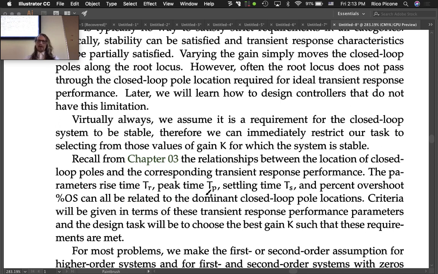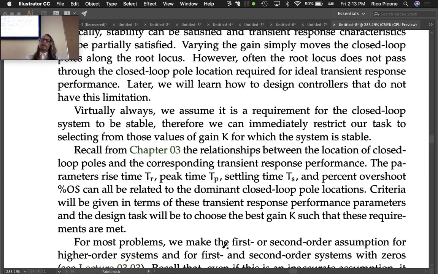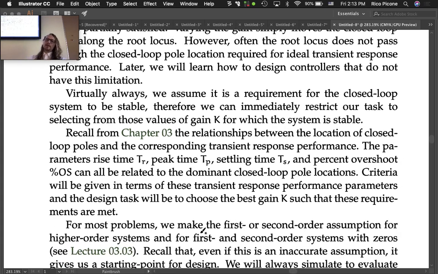Recall from chapter 3 the relationships between the location of closed loop poles and the corresponding transient response performance. Parameters such as rise time, peak time, settling time, and percent overshoot can all be related to the dominant closed loop pole locations. Criteria will be given in terms of these transient response performance parameters, and the design task will be to choose the best gain such that these requirements are met.